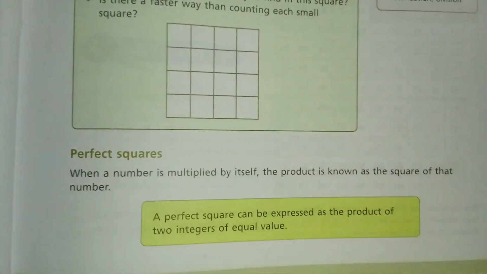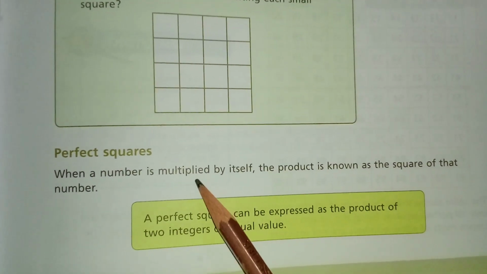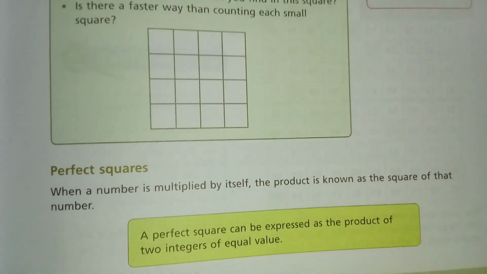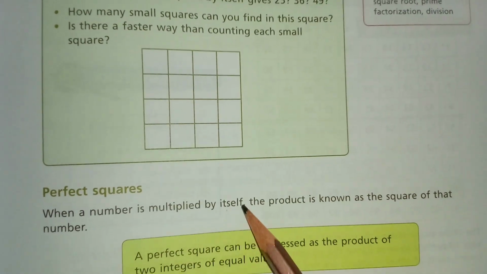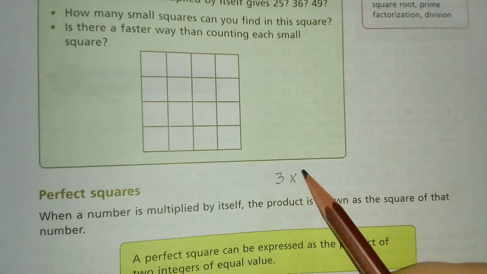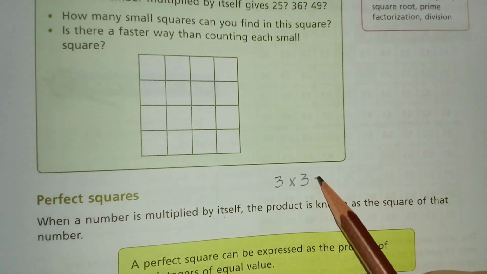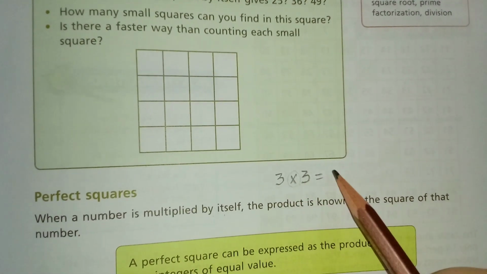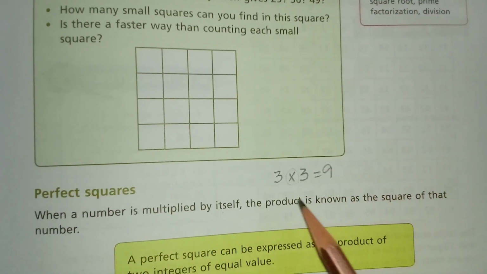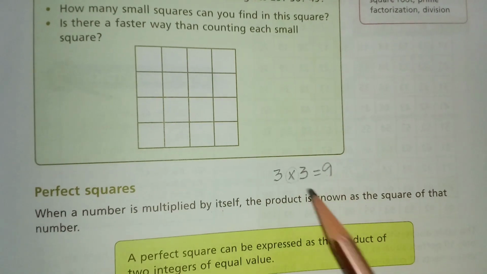So what are the perfect squares? When a number is multiplied by itself, the product is known as the square of that number. For example, when 3 is multiplied by itself, that is 3 3s are 9. So 9 is the square of that number.